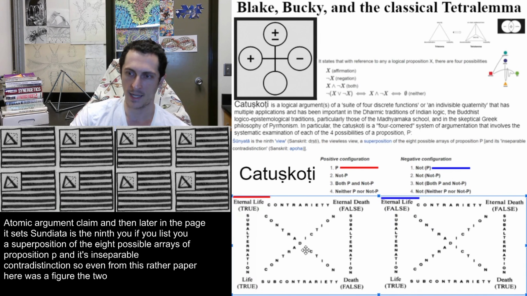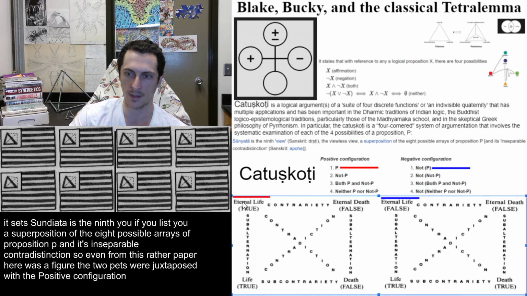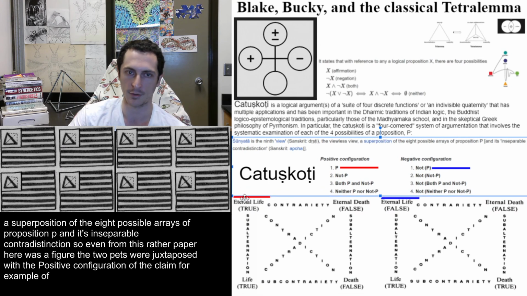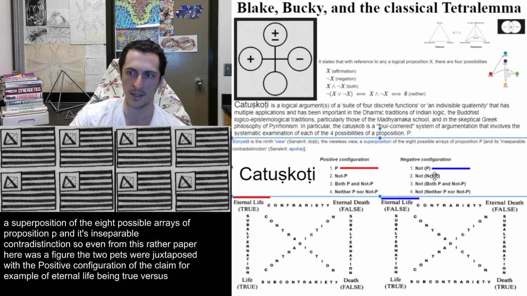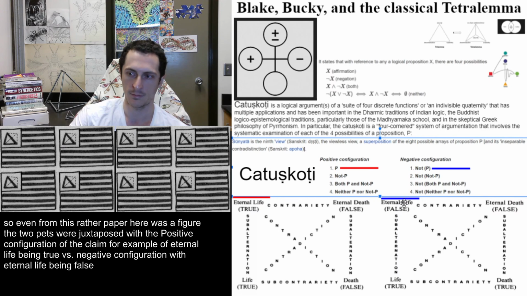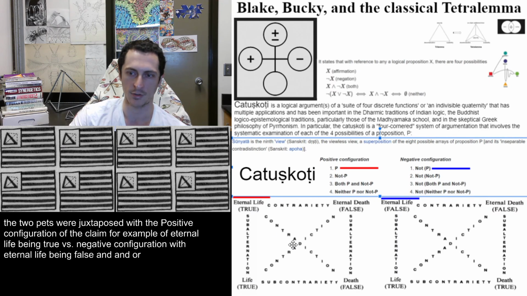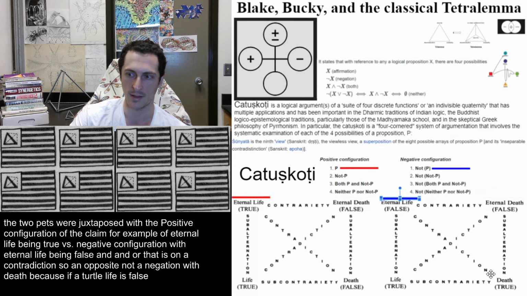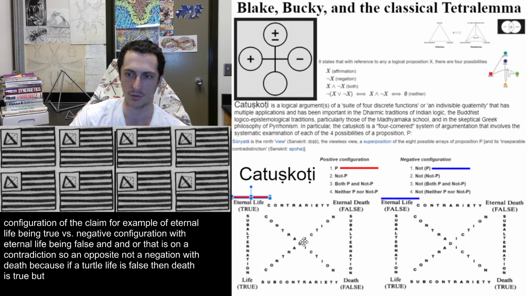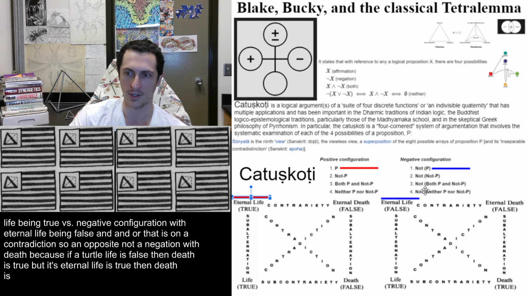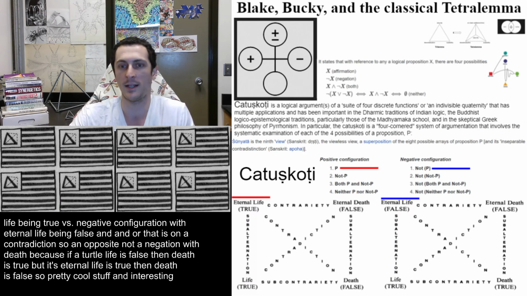The two terms were juxtaposed with the positive configuration of the claim, for example, of eternal life being true, versus a negative configuration with eternal life being false. That is a contradiction, so an opposite, not a negation, with death. Because if eternal life is false, then death is true. But if eternal life is true, then death is false. So, pretty cool stuff, and interesting that Blake was working in this way.